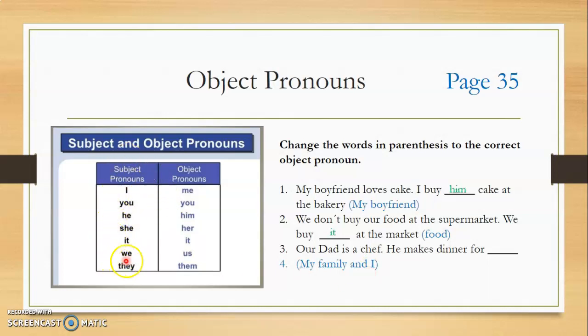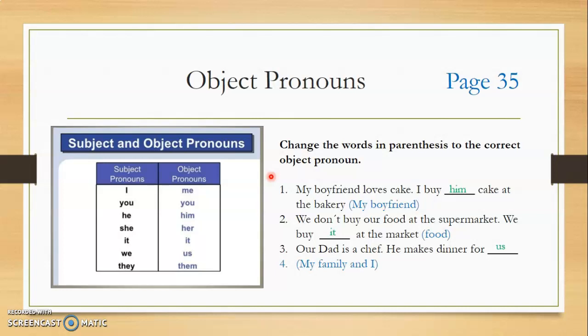So we have here we, which is the subject pronoun. And which one is the object? Us, okay? Us. Our dad is a chef. He makes dinner for us. Okay, very good. He makes dinner for us. Él hace comida para nosotros. Okay, very good. So now you see that we use object pronouns to replace subject pronouns.